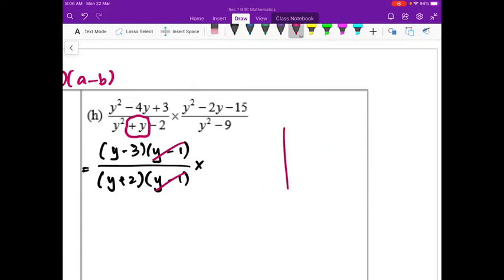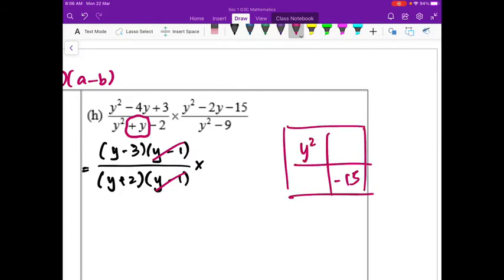Okay, let's have our y squared negative 15. So y and y. Now, to obtain a negative 15, keeping in mind I need to get a negative 2y. In my mind, I've got 1 and 15. Any point trying that? If you put 1 and 15, you're going to have 15y and 1y. Is that ever going to give you negative 2y? I don't think so.